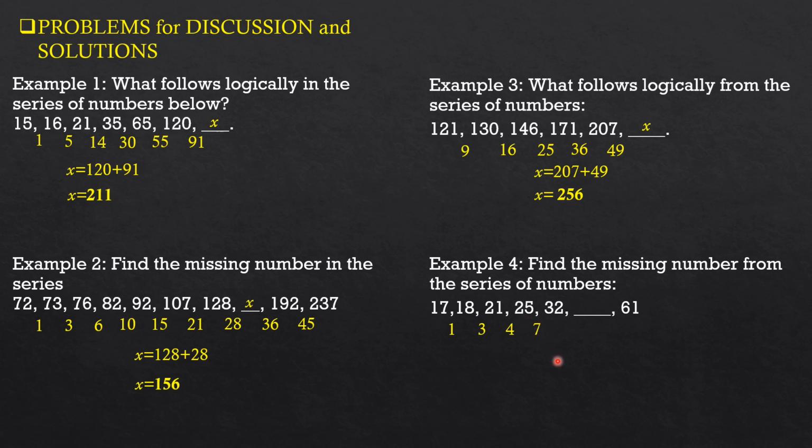32 minus 25 is 7. So 4 plus 7 is 11. So the next difference between this missing number and 32 should be 11. Therefore, if we denote that by x, that's 43. After 11 is 7 plus 11, 18. So 43 plus 18 is 61. So that checks. Therefore, the missing number is really 43.